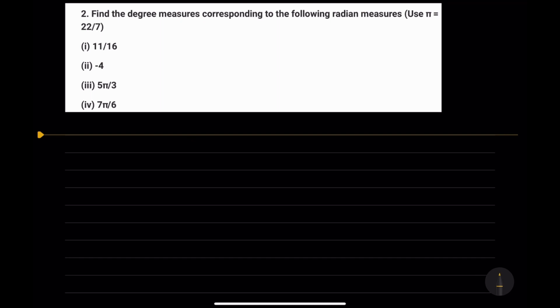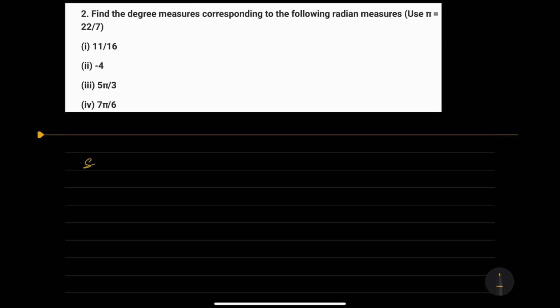Now the second problem, we are having the second problem. Find the degree measures corresponding to the following radian measures. Use pi is equal to 22 by 7. We are going to use here pi is equal to 22 by 7. So what is the answer we get? We'll just check it out over here. So the first one which is given is 11 by 16. So now here, how to convert this, we have to find the degree measure. From radian we are converting to degree measure.